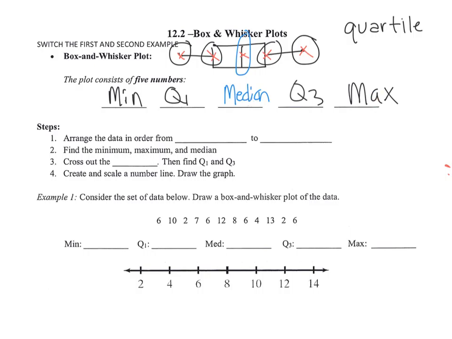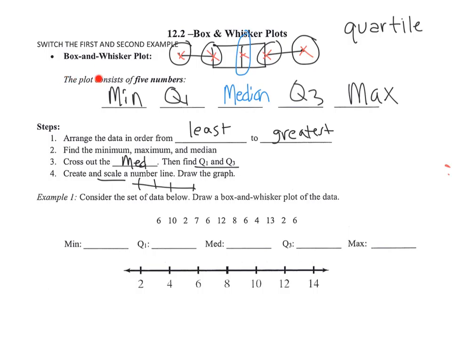So to make a box and whisker plot, the first thing that you do is arrange the order from least to greatest. Then you find the minimum and the maximum number, so the lowest and the highest, and then the median, which we did last semester. And then you're going to cross out the median and find Q1 and Q3 by doing the median of the first half and the second half of the data. Create a scale, so remember scale goes up by equal increments, and a number line, and draw the graph.